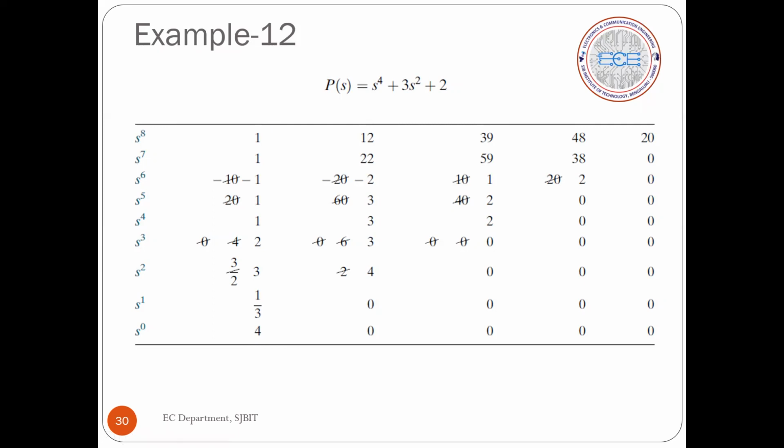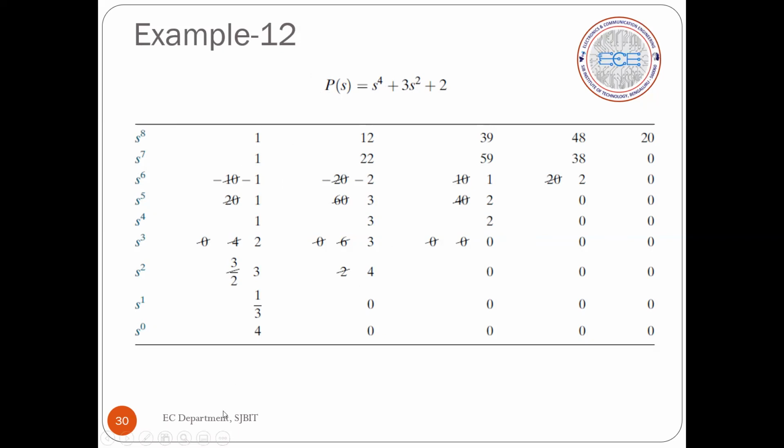Two sign changes are happening prior to the s power 4 row. s power 4 plus 3s square plus 2 is the auxiliary equation constructed. Previous to that, we found the sign changes happening. So what I can say is, above this s power 4, I have two roots to the right of the s-plane. So that 2 you take out.